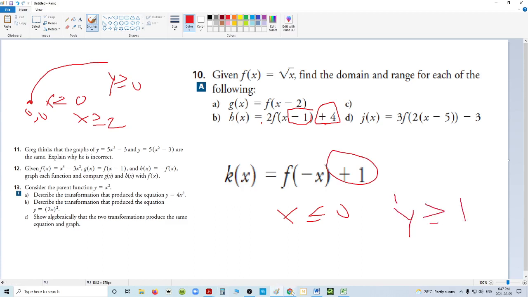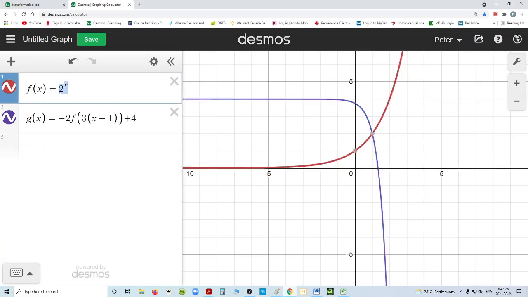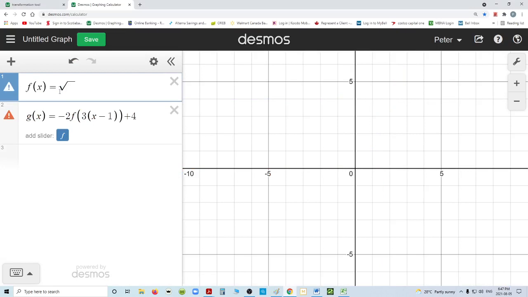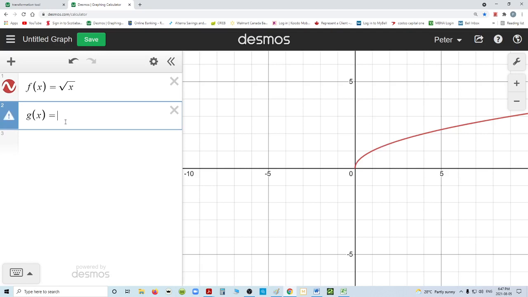Let's test that out. Square root of x, and then g is equal to f of minus x, and then I think plus, what did I say, plus 2? So see, all my x values are now on this side, so x is now smaller or equal to 0, and all my y values have been raised. You can see with that minus here.